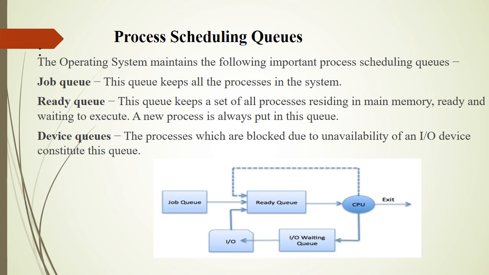Next one is the device queue, which is also called the block process queue. This is again created in the main memory to store the process IDs of all the processes which are currently in the blocked state. This is also called the device queue. Each device has its own device queue.